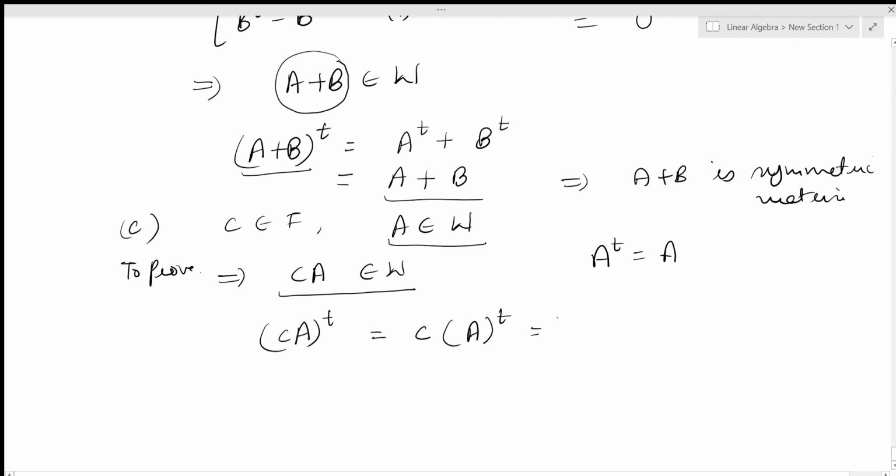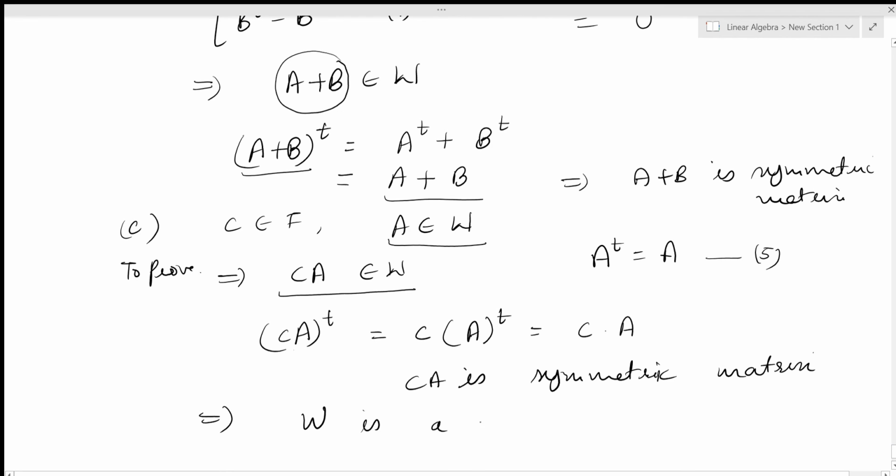Now by using this fifth equation, we can write C into A, and (CA) transpose is the same as CA, which means CA is a symmetric matrix. So scalar multiplication is also valid here. So now we can say that W is a subspace of V.